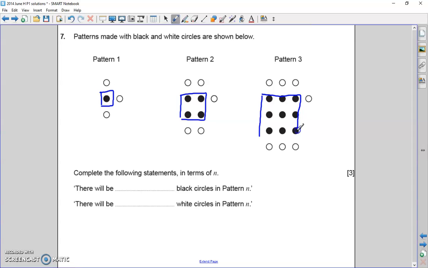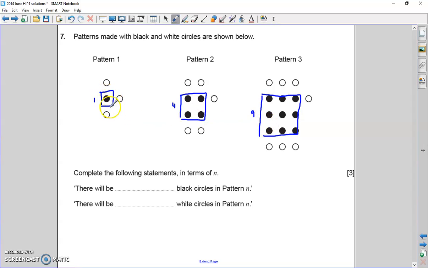They are actually making a square, and if you count them, we've got 1, then 4, then 9. Hopefully you recognise those as the square numbers. So how many would be in pattern 4? It would be 16, because it would be a square that's 4 by 4. How many in pattern 5? There would be 25. So how many would there be in pattern n?